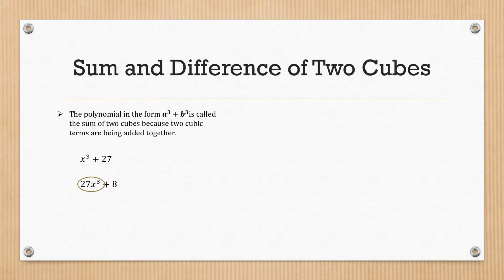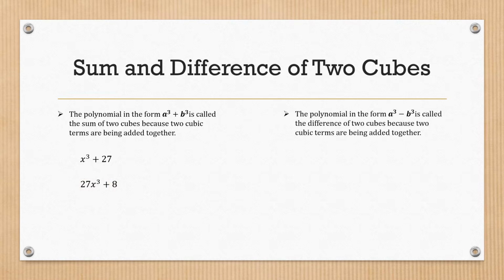Yes, 27 is a perfect cube, x cubed is a perfect cube, so both of them are perfect cubes. So your first term now is a perfect cube. How about the second term? The second term is still a perfect cube. So this expression is a sum of two cubes. Okay? Let's have the difference.